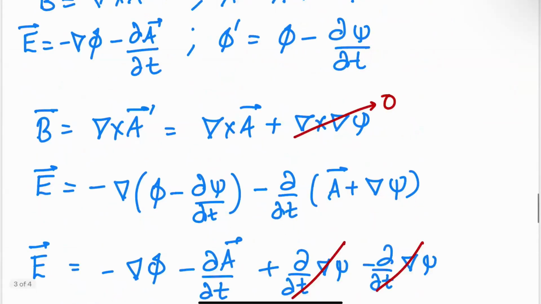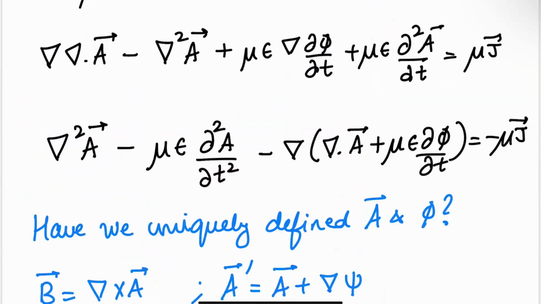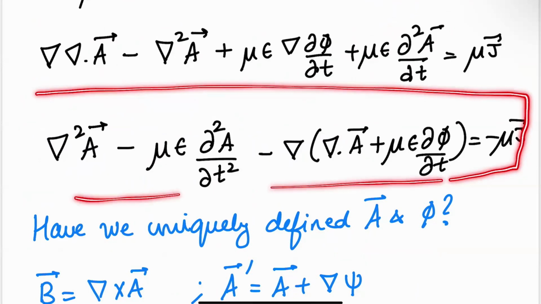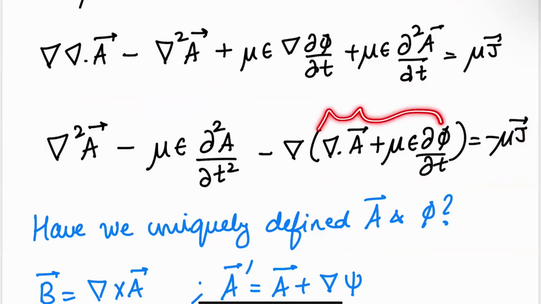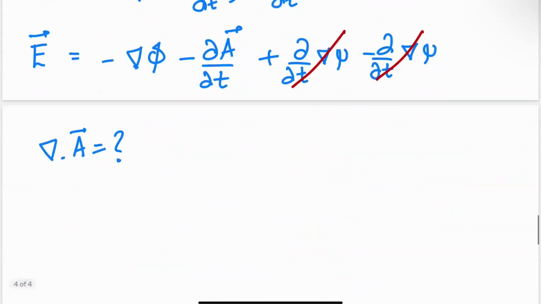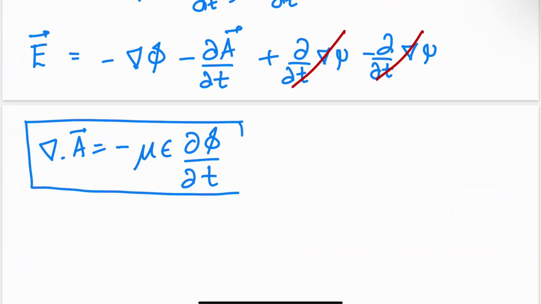So what should we choose for the divergence of A? If we go back here and look at what equation this is giving us, based on this long equation, there's a very obvious choice for the divergence of A, and that is equal to negative mu epsilon d phi over dt. So if I choose the divergence of A to be minus mu epsilon d phi over dt, that's a great choice because then one big term in that big equation drops out. And this choice of A and phi, or the combination of A and phi, is called the Lorentz gauge condition.